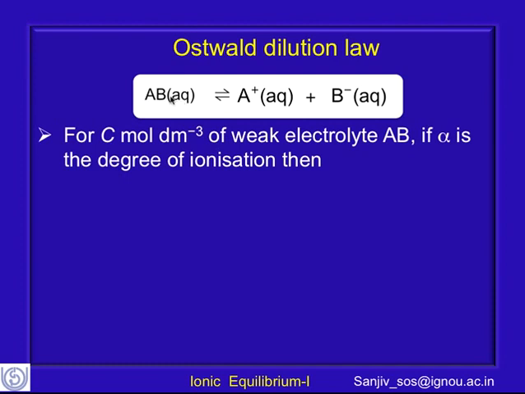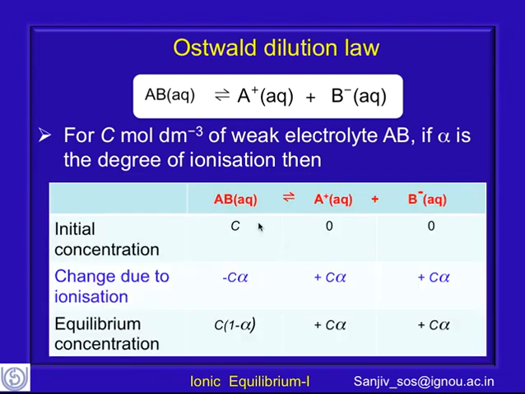We again take the same situation, same equilibrium: electrolyte AB ionizing to give A plus ions and B minus ions. If we have C mole per decimeter cube as the concentration of the electrolyte AB, and we assume the degree of ionization is alpha, then we can write as follows. That is the initial concentration, because this is the equilibrium reaction: AB giving A plus ions and B minus ions. Initial concentration is C, 0, 0.